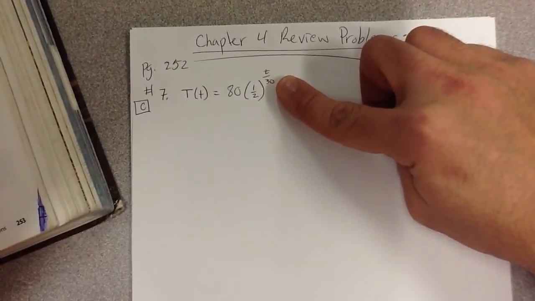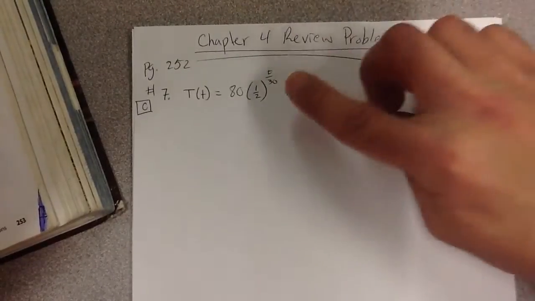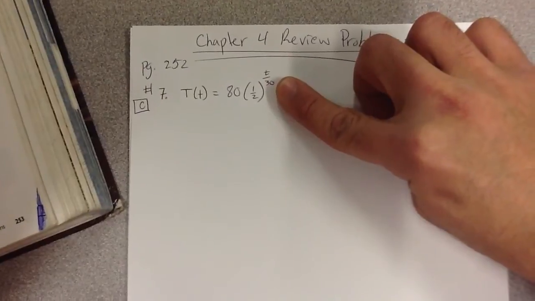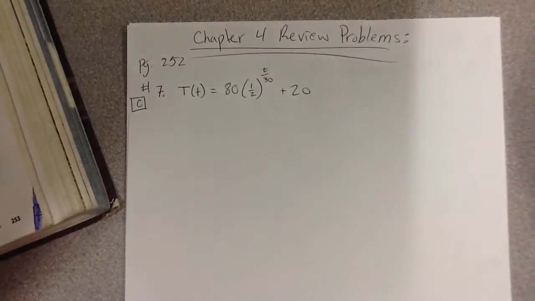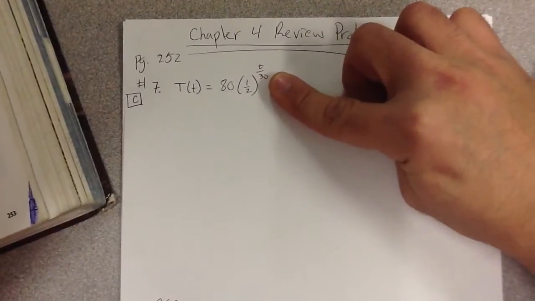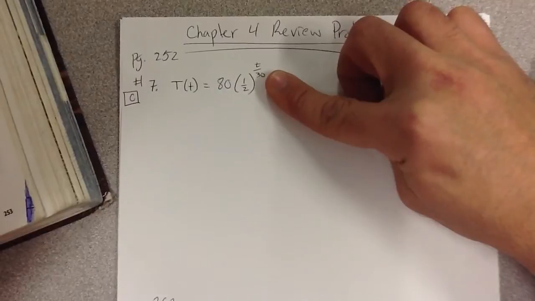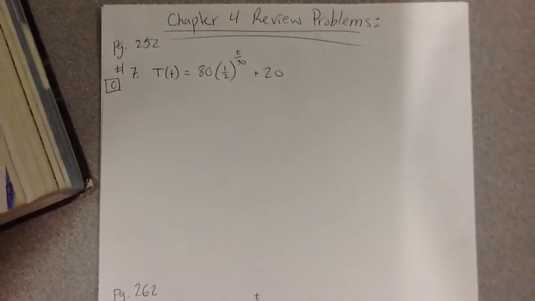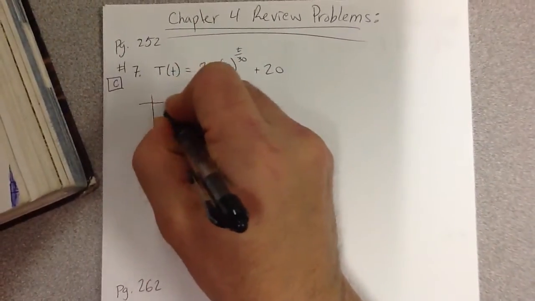But if you take a look at this, this has a plus 20 at the very end, which is not a big deal because you could still do the half-life of all that stuff every 30 minutes, but then every answer you have to add 20 to it. So it's still the half-life of 80 every 30 minutes, but at the end of every single calculation you do, you have to add 20 to it.